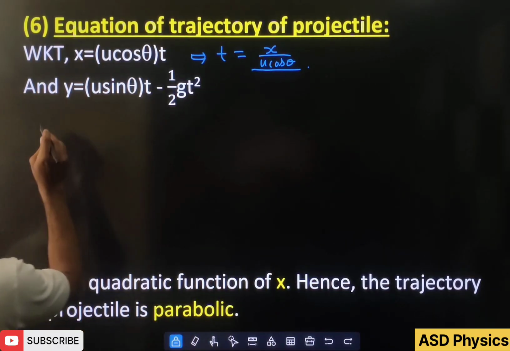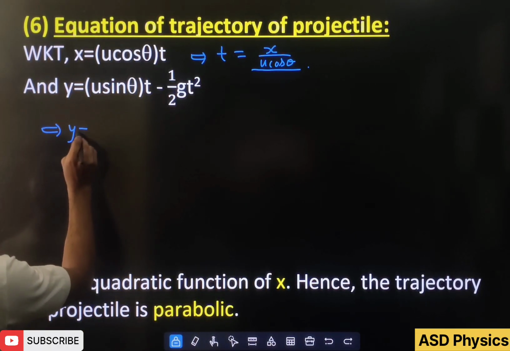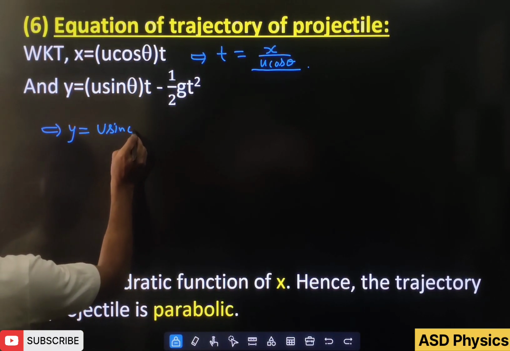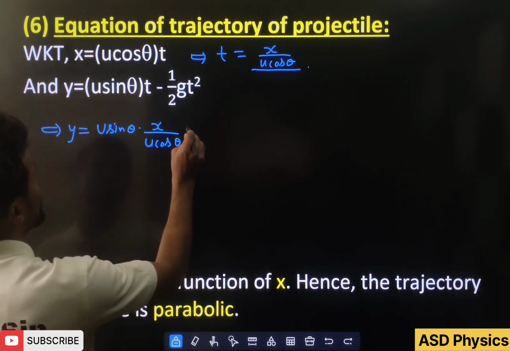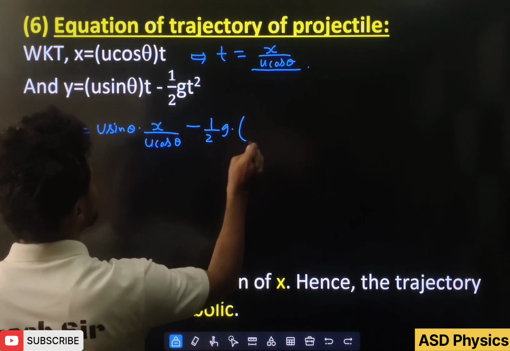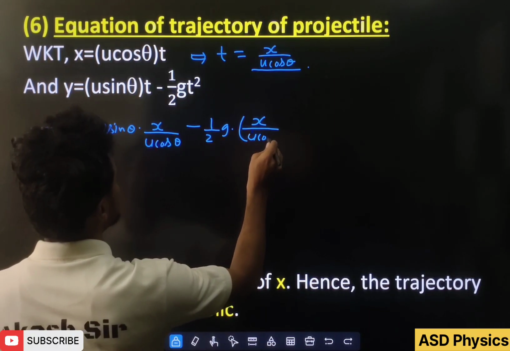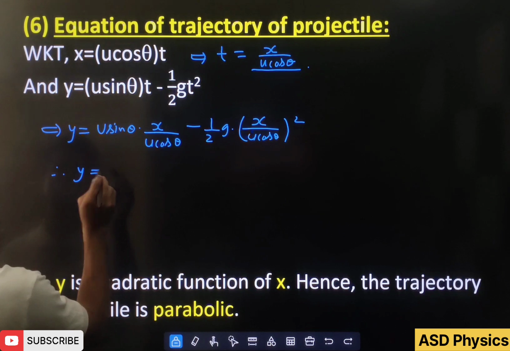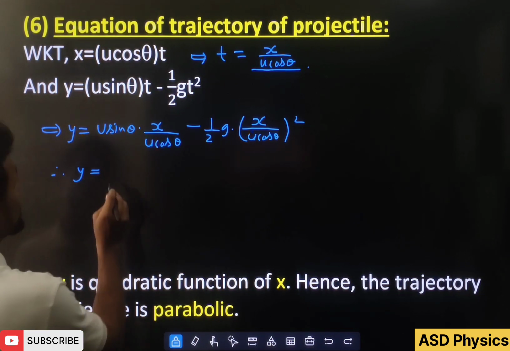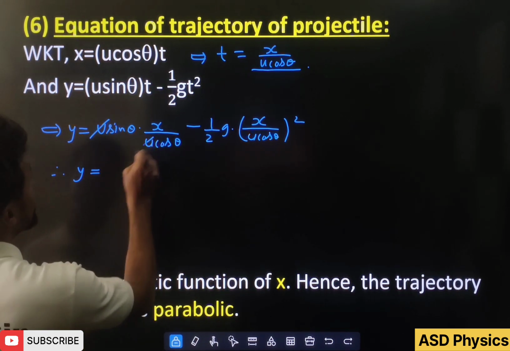This one I will just put here. So it will become, see, y equal to u sin theta, t value is x by u cos theta, minus half g, x by u cos theta whole square. So hence I can write here this equation of trajectory. Remember that this u and this u will cancel out.